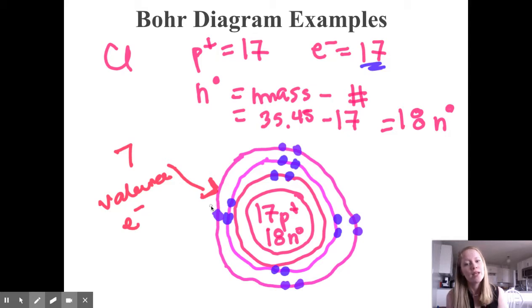So now you should be good with Bohr diagrams. If you have any questions, remember to make a post in the comment section of Google Classroom, or ask your teacher when you do your next Zoom meet. And that is it. That's all.